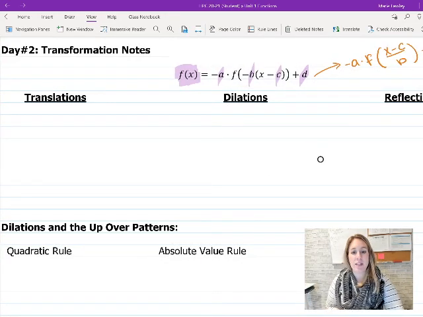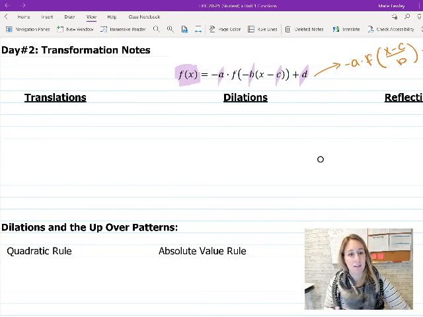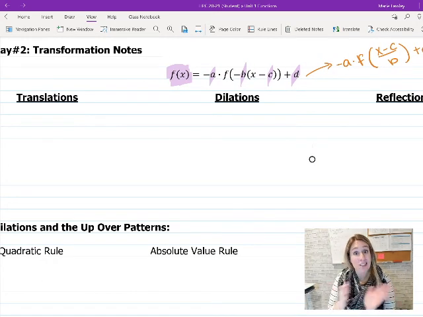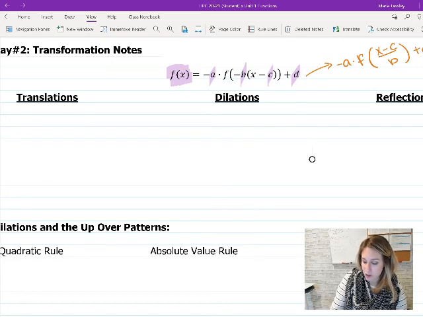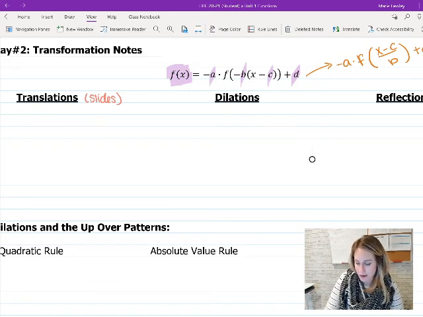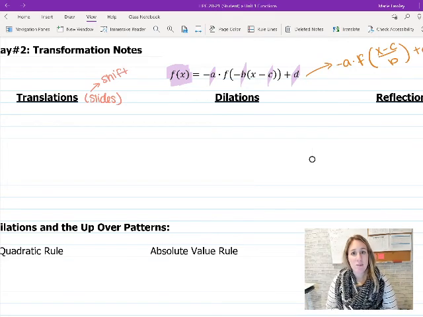So we have three different types of transformations that we're going to look at in this class. We have translations, which are shifts or slides. All right, so a translation, I like to think of these as slides, right? Your graph is sliding left or right. You can also think of it as a shift. All right, but this is moving your graph left, right, up, down.